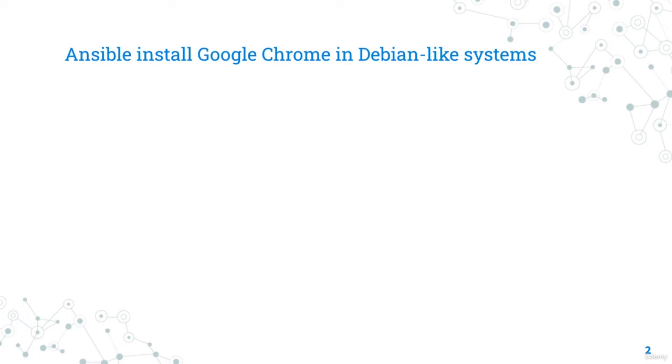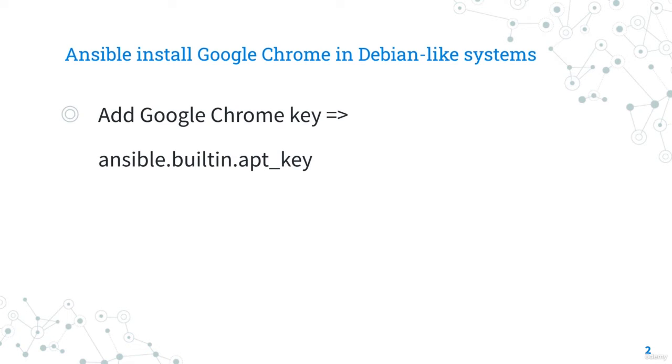In order to install Google Chrome on a Debian-like system, we need to perform 3 different steps. The first step is to download the GPG signature key for the repository. You are going to use the ansible.builtin.apt_key Ansible module. This encrypted key verifies the genuinity of the packages and the repository and guarantee that the software is the same as Google releases.